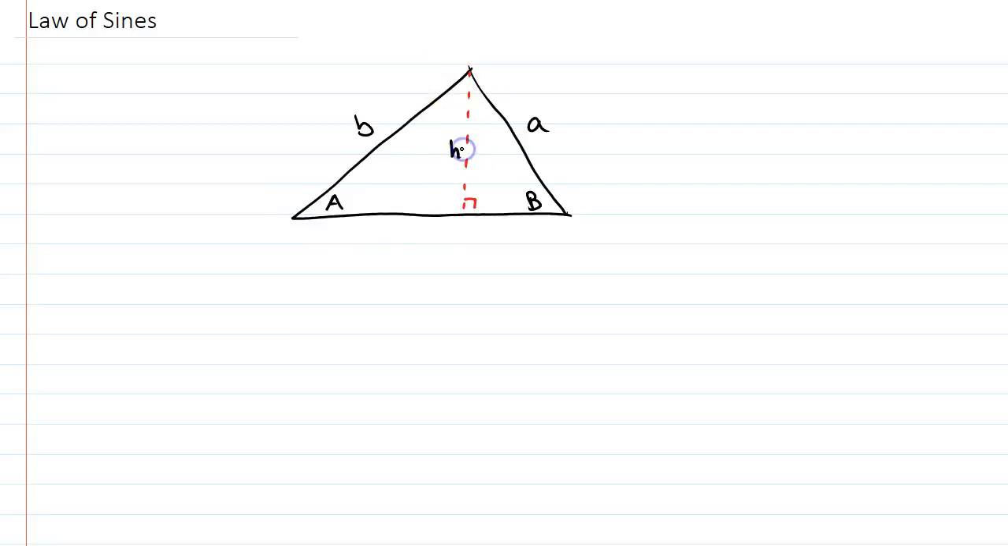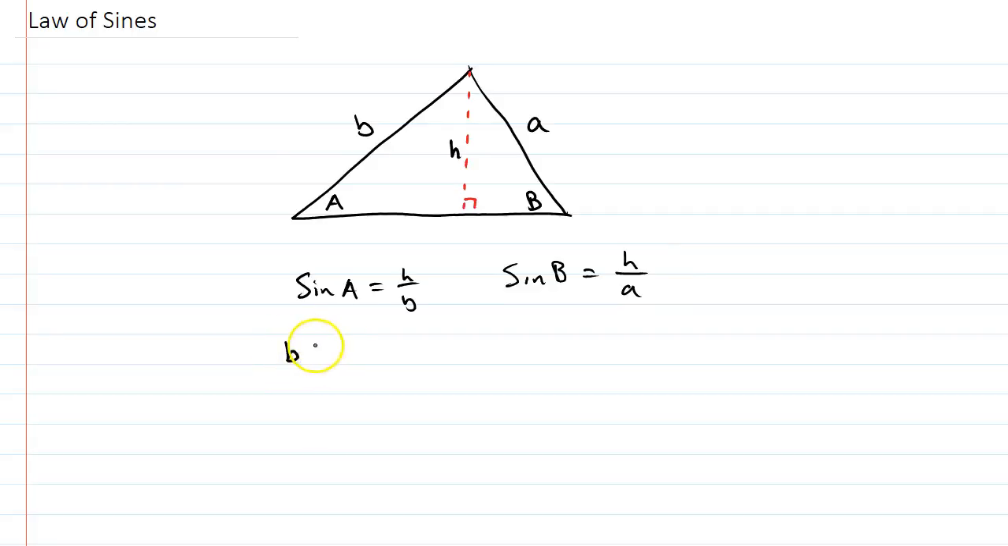Now if you imagine just the left side of this triangle here, you can set up a SOHCAHTOA, and let's just call this h for now, for the height. So on the left side it would be sine, opposite over hypotenuse. Sine of A equals h over b. On the other side you're going to do the same thing. It'd be the sine of B, but in this case opposite over hypotenuse, which would be h over a.